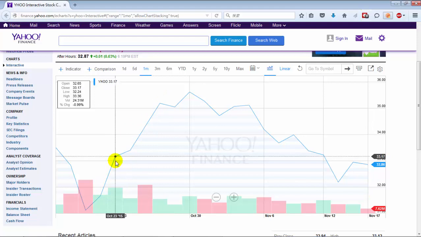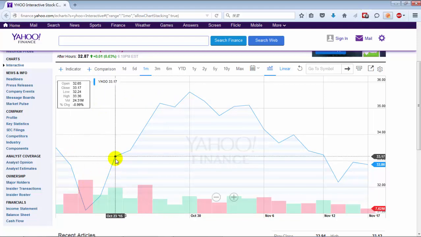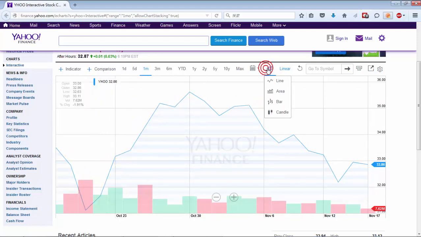Because the stock market isn't open 24 hours, and even if it were, that's just not how the stock market works. The price tends to jump from one spot to another, and we can't really see this when we're graphing it through a line chart. So what we have to do is switch to the candlesticks.